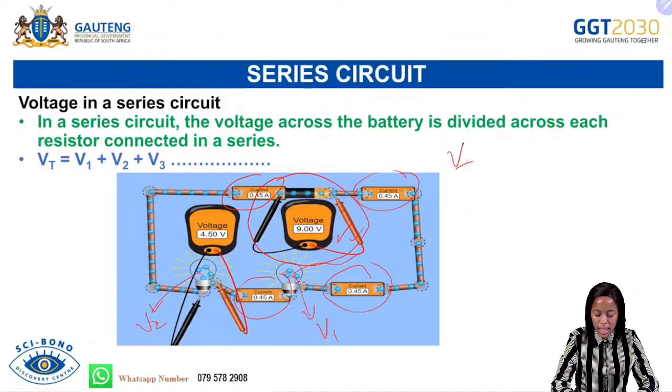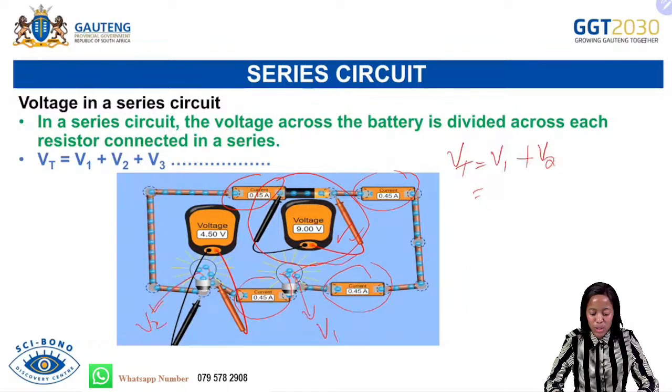V2 there. And then you are required to calculate, let's say V1, this is what you are going to do. V total is equal to V1 plus V2. So let us now look, if we now have a total voltage of 9, where's the total voltage coming from? It's coming from the battery there. So if we now have a total voltage of 9 and we have an unknown V1, so we did not connect the voltmeter there.